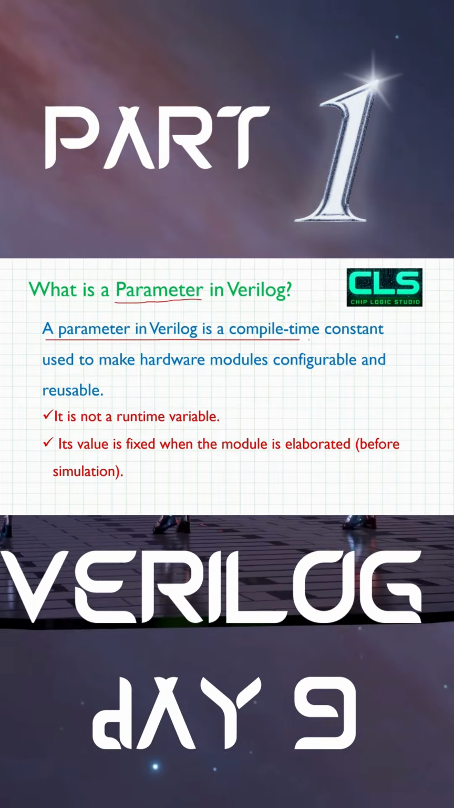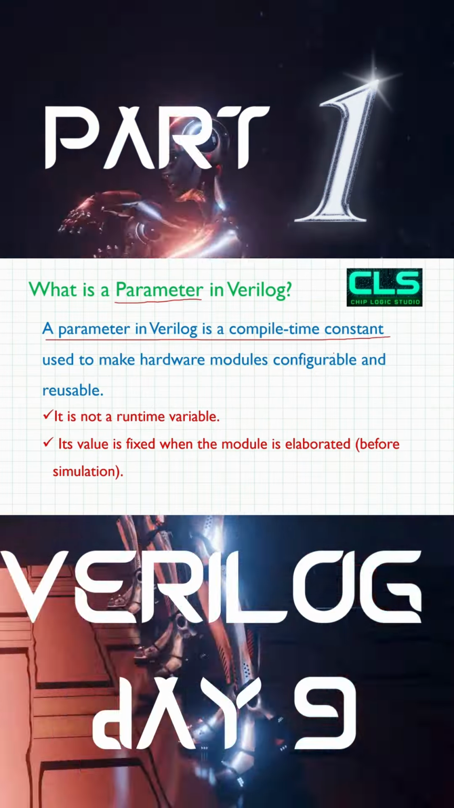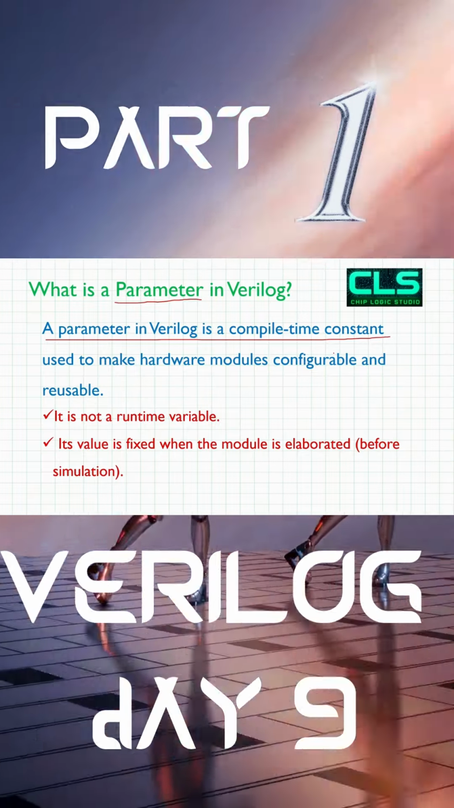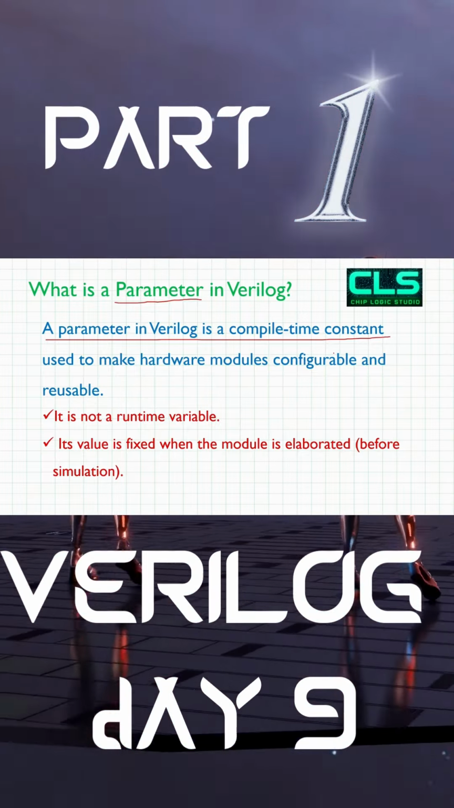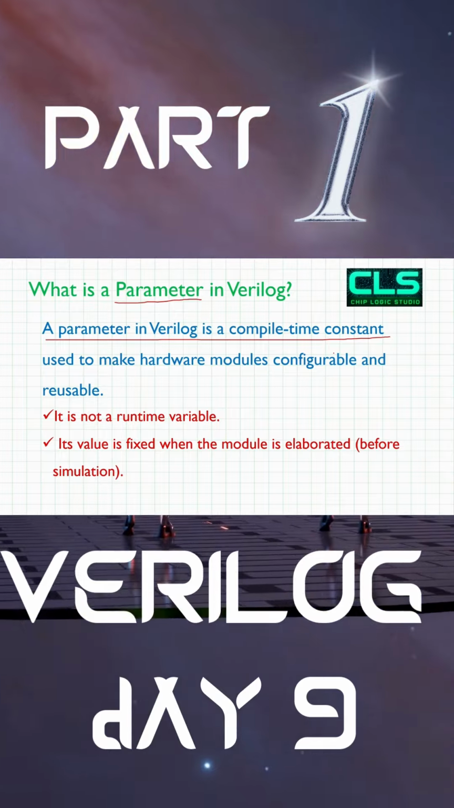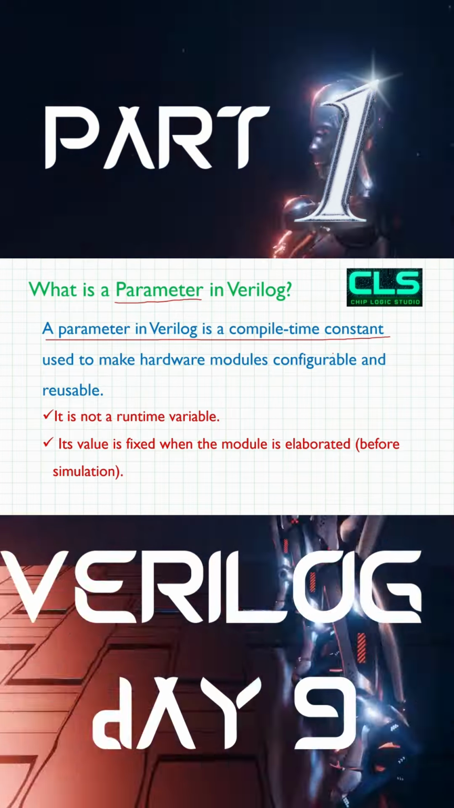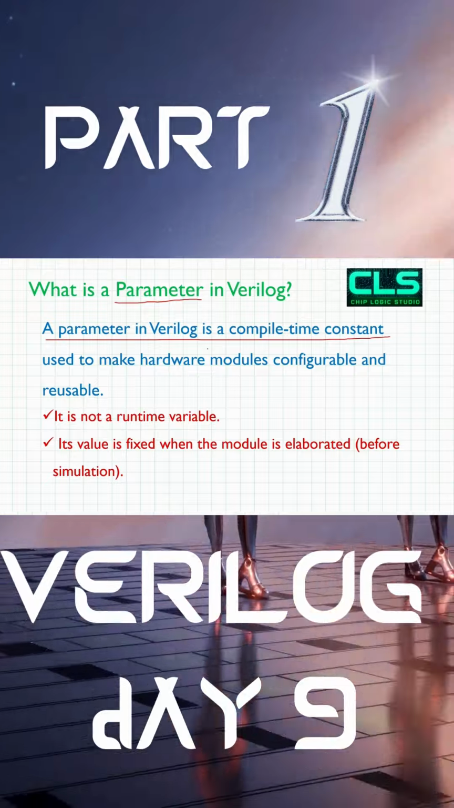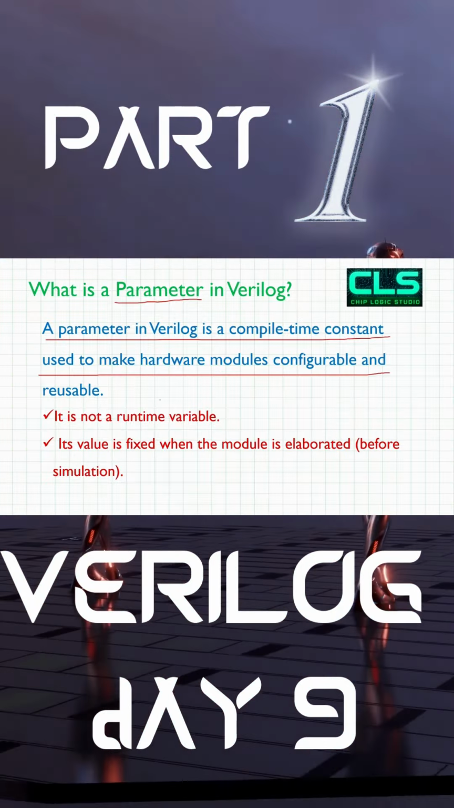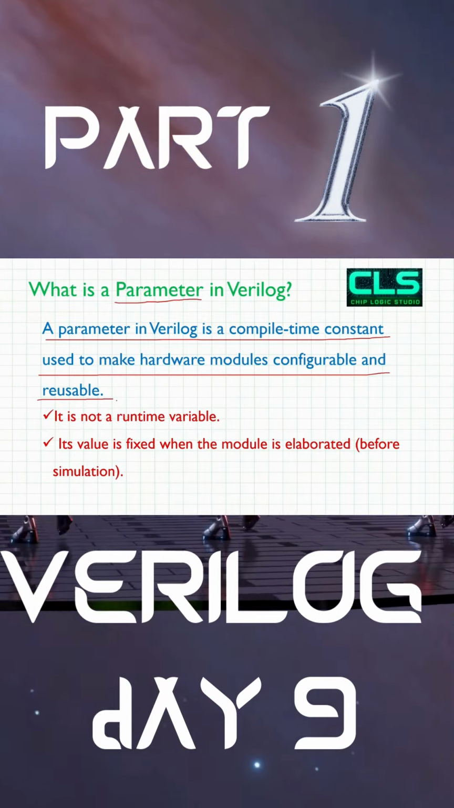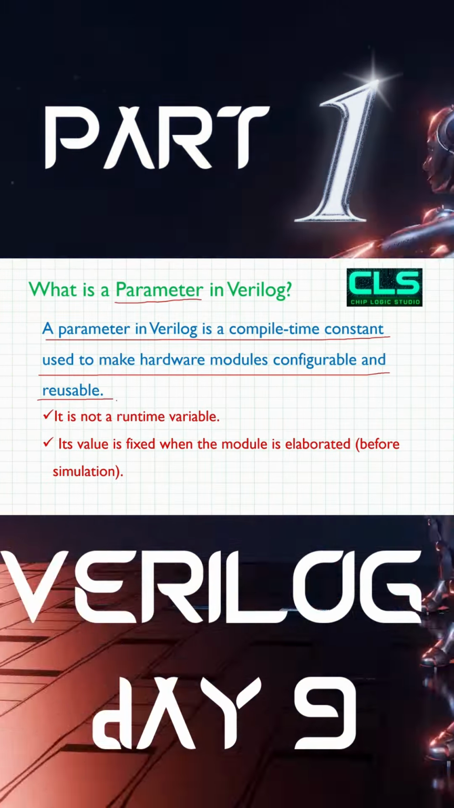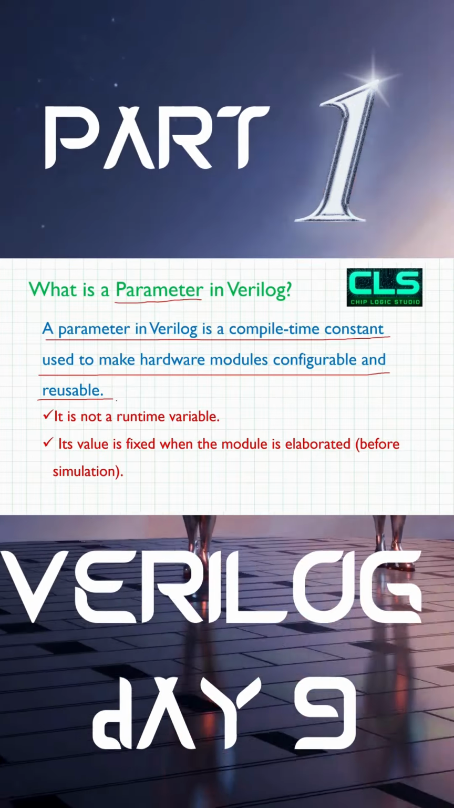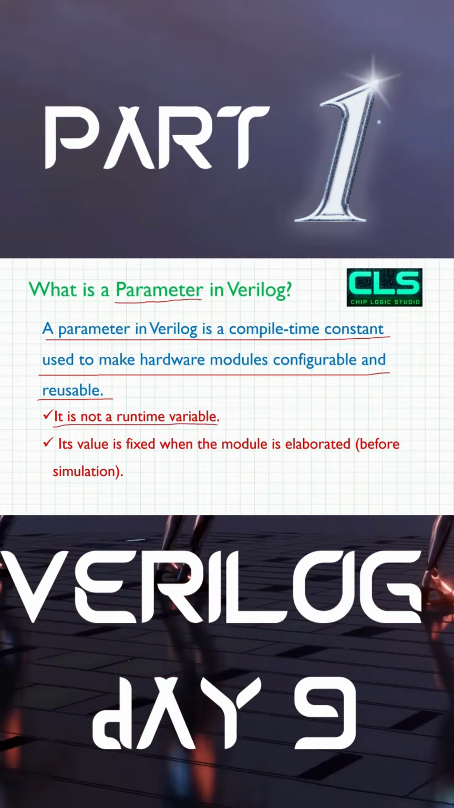A parameter in Verilog is a compile time constant, meaning you can give some value with the help of some word like width or length, or anything, pi, theta, some variable we are assuming and giving it a value in our code. It is used to make hardware models configurable and reusable. Why are we making this word there? Because we can change the value of that parameter anytime. Therefore it is a parameter, no? We can change it.